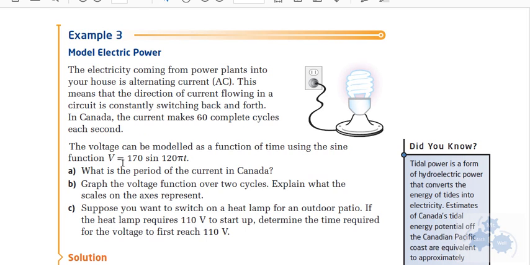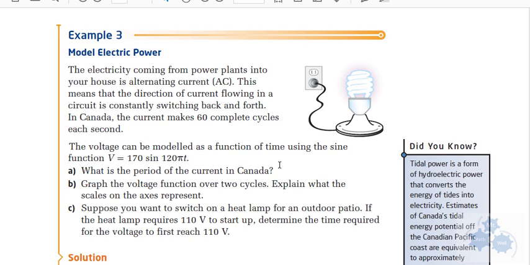So again, when we talk about electricity, this current going back and forth is periodic in nature, so we can use a sinusoidal model. So here it is, V equals 170 sine 120 pi t. What is the period of the current in Canada? The period. So what would be that period length of one complete cycle there? What is the b value here?